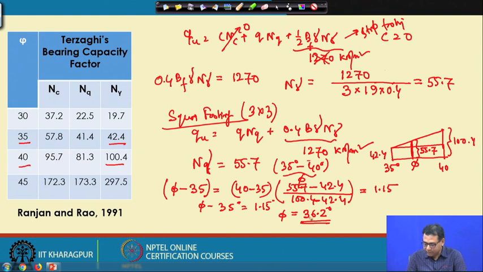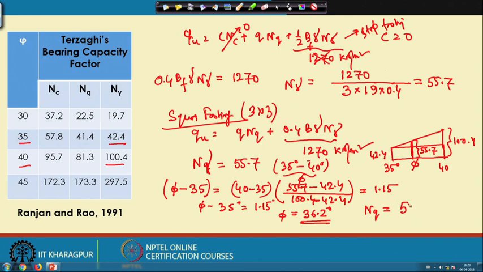So, once I get the phi value 36.2, the corresponding N q value from the chart by linear interpolation, I will get. The N q value that I am getting is 51 from the chart, for phi equal to 36.2, doing the linear interpolation the same way that I have done for the previous case. So, N q value is 51.